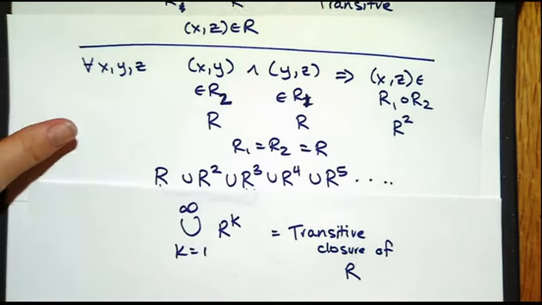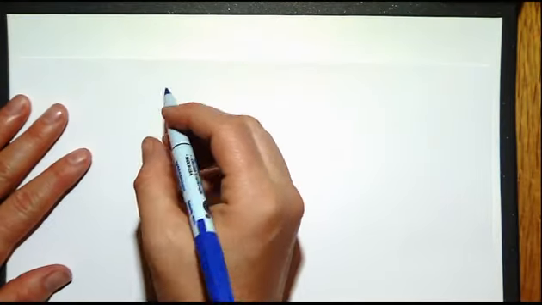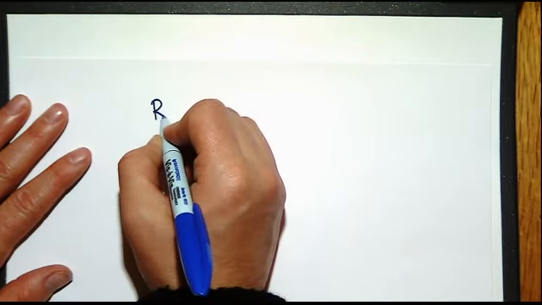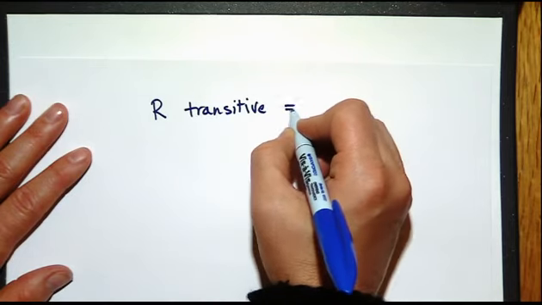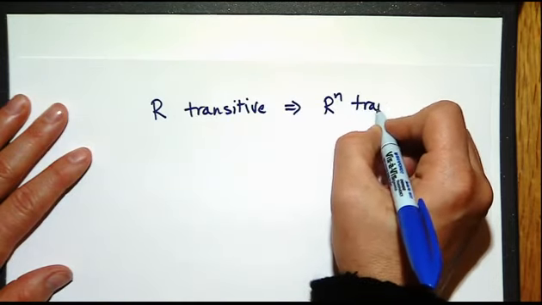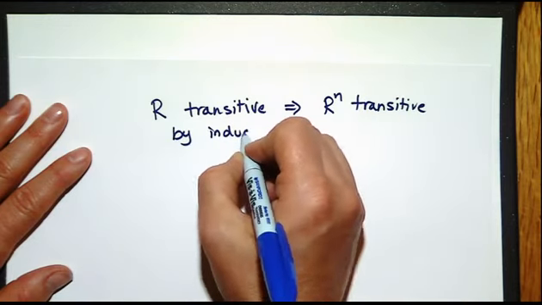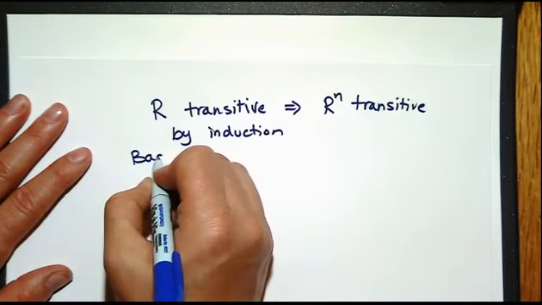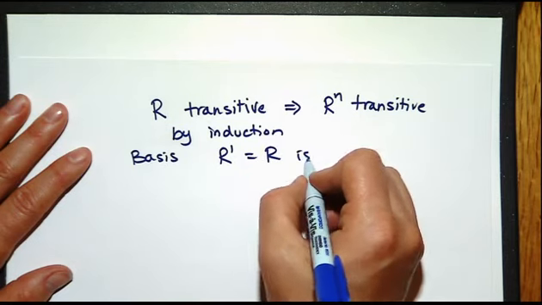And the last thing you need to know, and I apologize for running a little bit late, but I do need to tell you one more thing so you can actually do the closure proof or closure problem on transitive closure. So what you have to prove in your homework is that if R is transitive, that implies that R to the n is transitive. So you have to prove this by induction. So the basis is easy because R to the 1 is just equal to R, and that's transitive, that's a given.